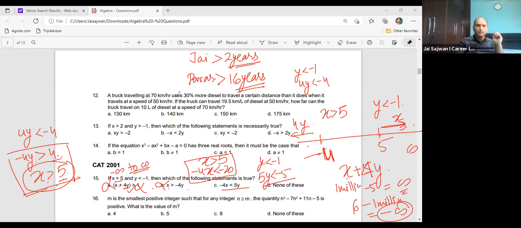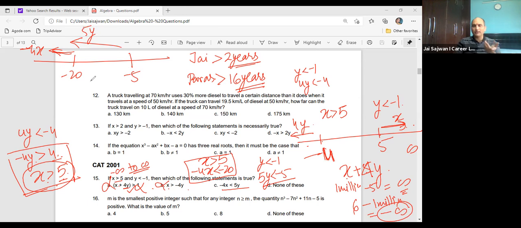Ab yaar, this is a number line. Look at this. Minus 4x is less than this, in this range. And second, 5y is less than this. I don't know which one is the larger value, which one is the smaller value. Anyone can be less than that. Okay. So I'll say C is also not the answer. So my answer will come out to be none of these.